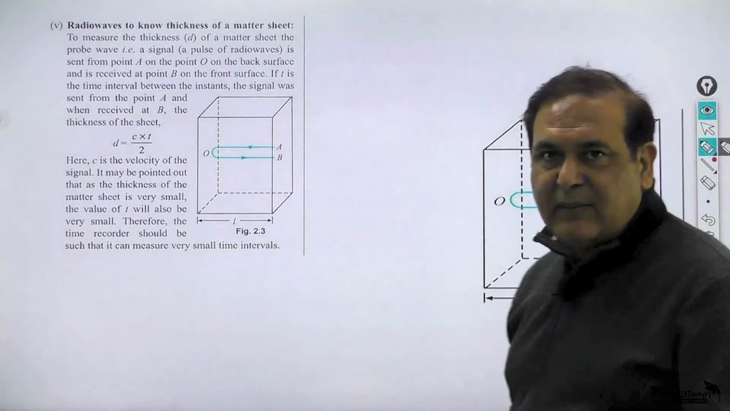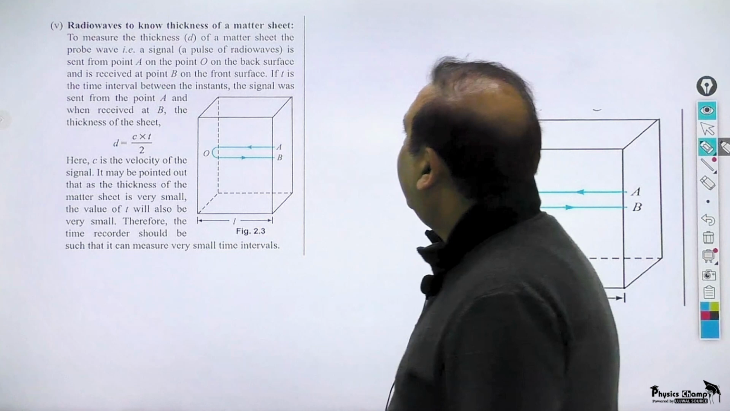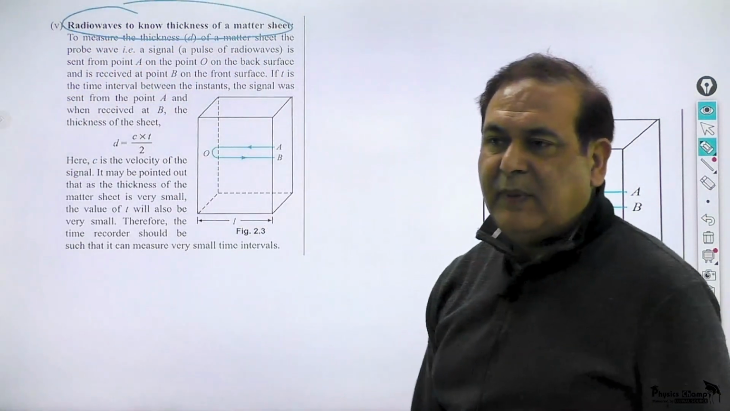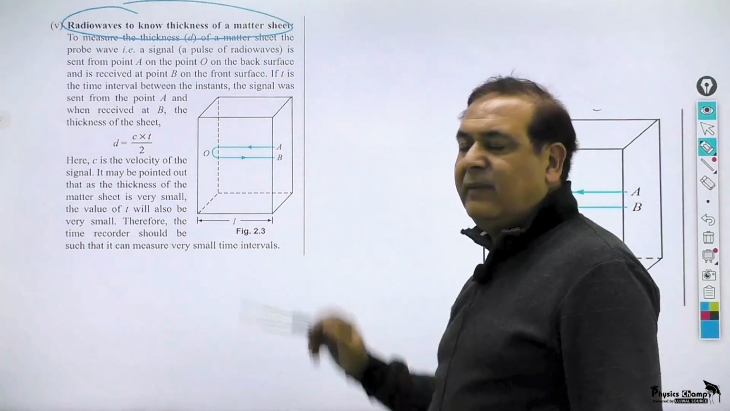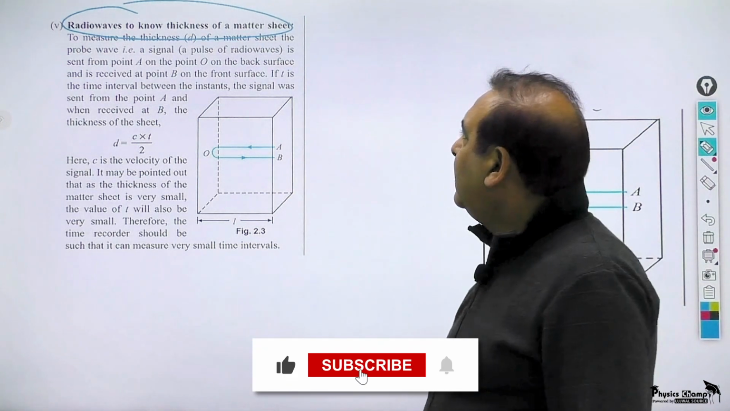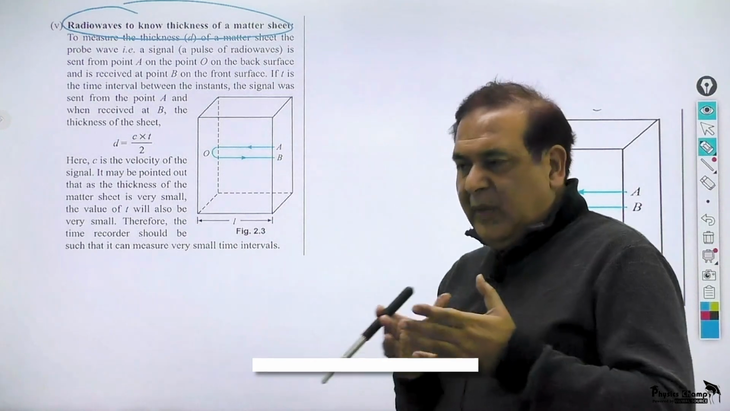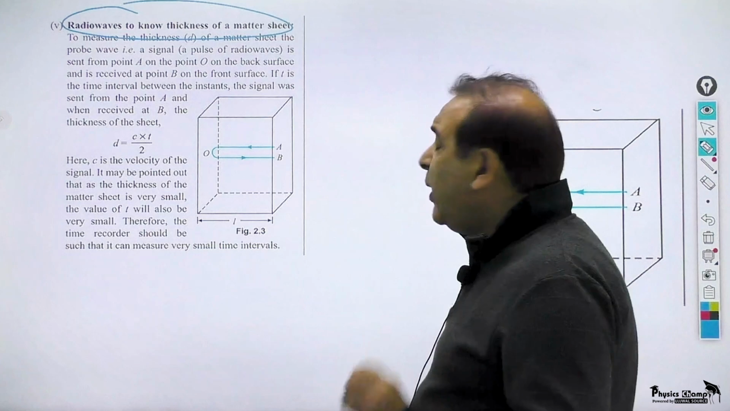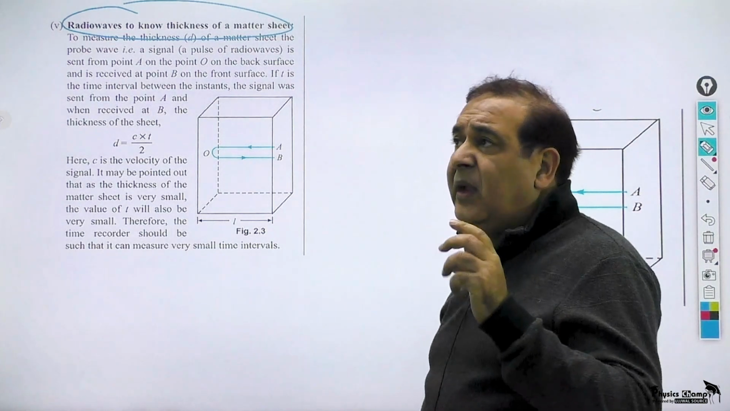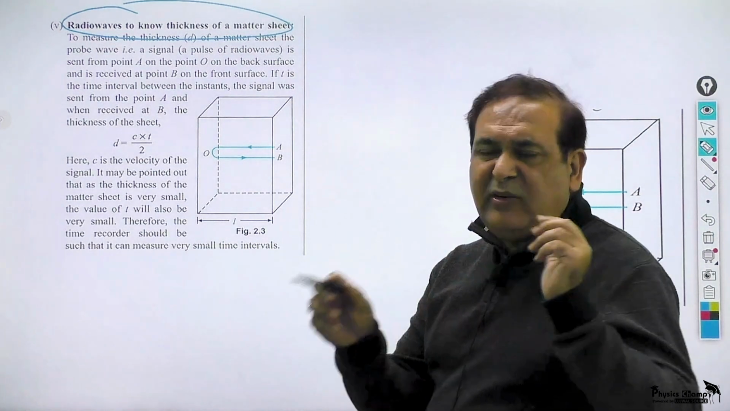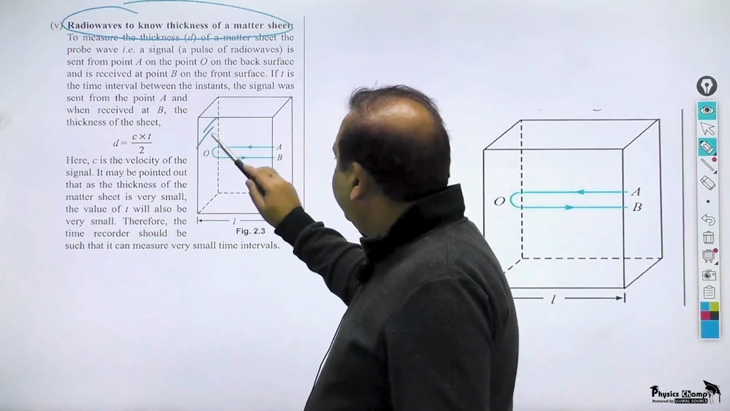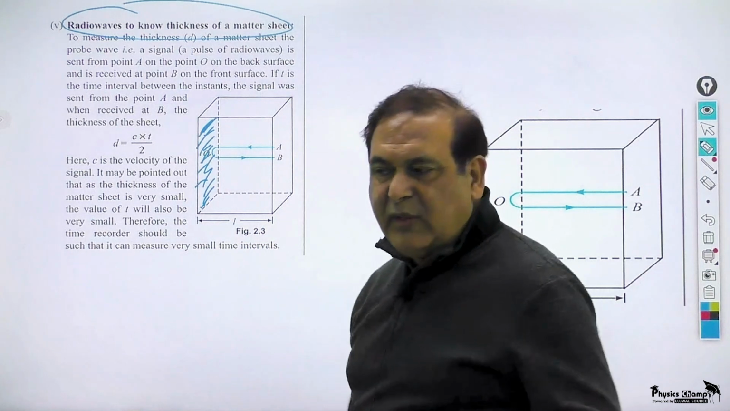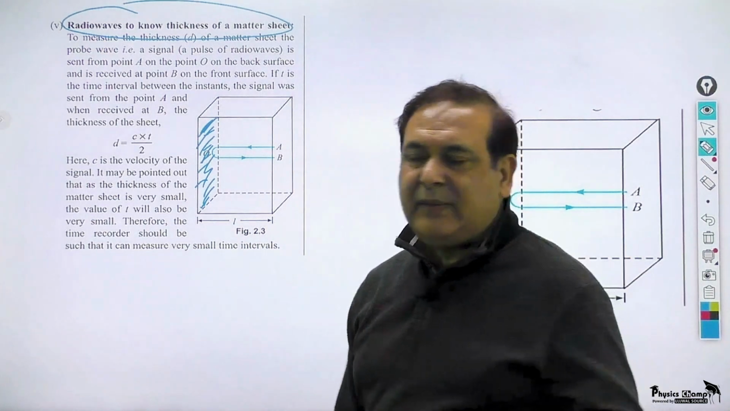Now this is another example of the echo method. Radio waves to know the thickness of a metal sheet. So just imagine you have a metal sheet. You have a sheet, and you wish to know the exact thickness of it. Or maybe you want to know if there is some crack in this material sheet. What you can do is, on one side we do the polishing, so that any wave that is sent is reflected back.